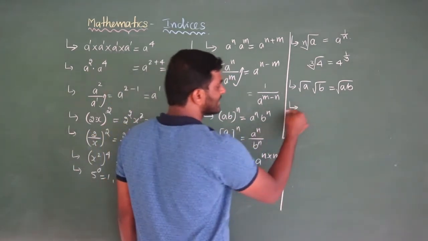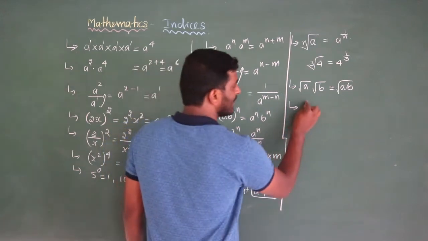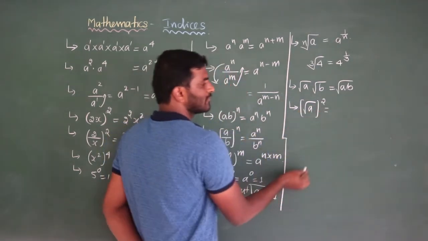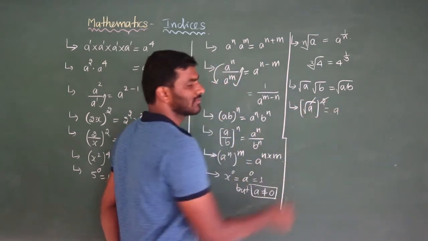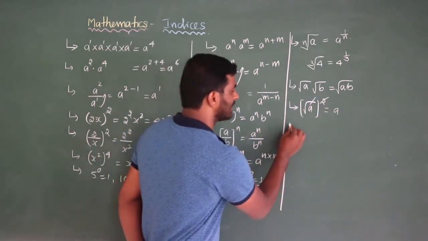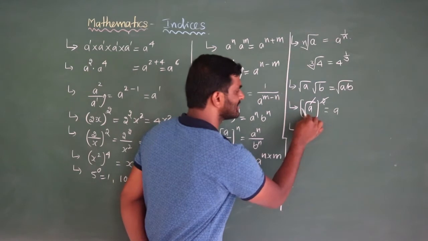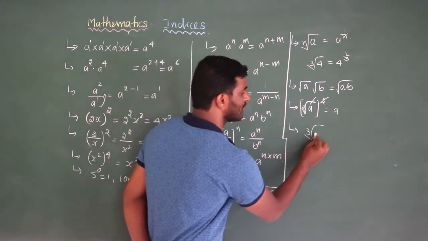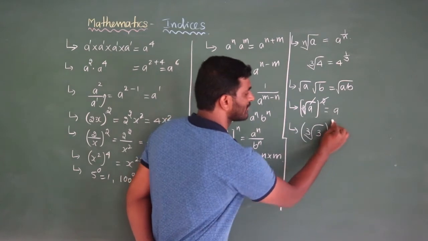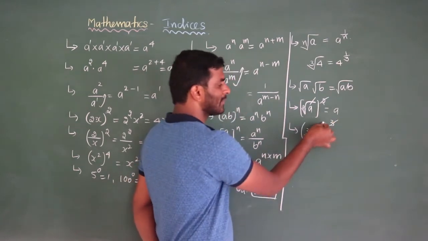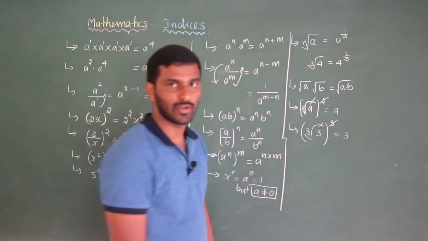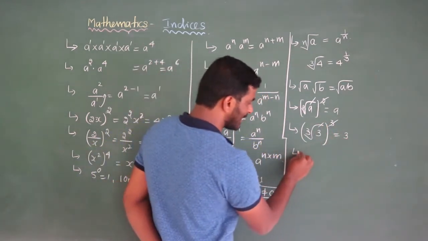And the next one, if it is the square root of a to the power of 2, you just write a, because square and root we can easily cancel. And if it is cube, the cube root of 3 to the power of 3, we can cancel the cube and cube. The remaining base is 3. Okay. Let us give one more example.